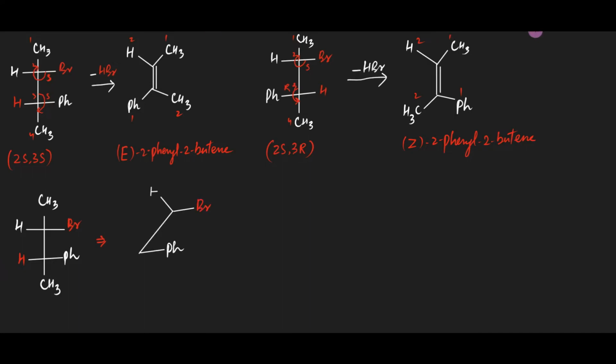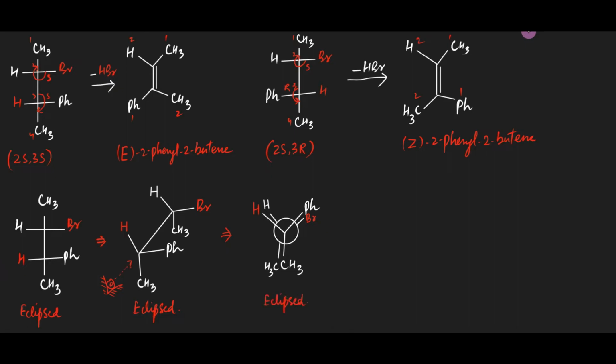Convert this Fischer projection into Sawhorse projection. Remember that Fischer projection is always eclipsed, and we have converted it into exact eclipsed Sawhorse. If we see molecule from this side, we can write the Newman projection like this, in which groups on front carbon eclipse onto those on back carbon.